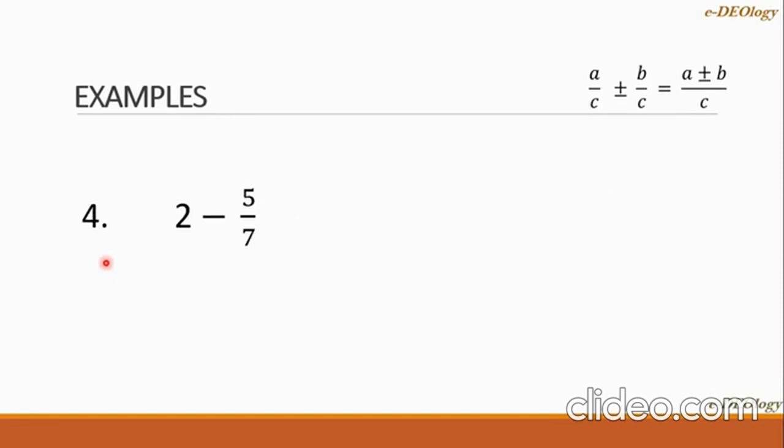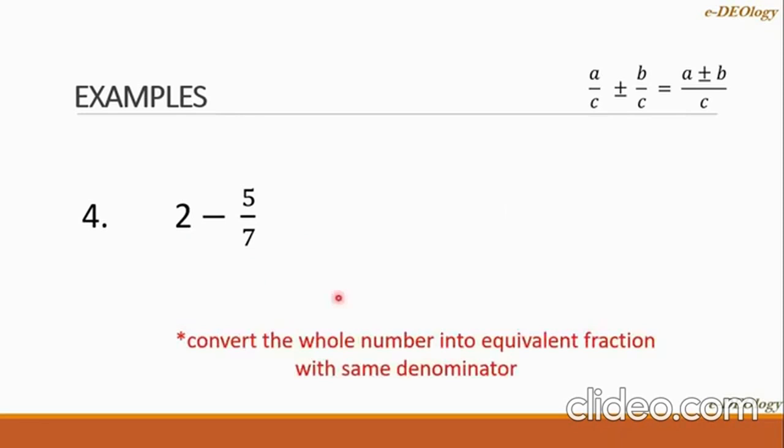The fourth example is a whole number 2 minus 5 over 7. So this is subtraction of a whole number with a fraction. The rule says we should convert the whole number into equivalent fraction with same denominator. So how do we do that?